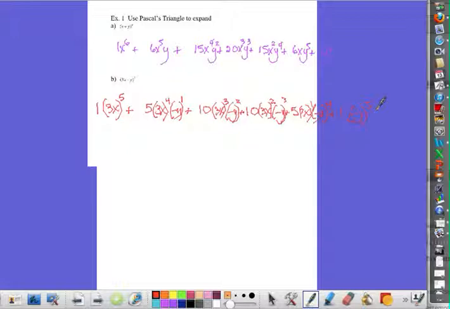Then you are welcome to use your calculators here and take 3 to the 5th. So that's 243x to the 5th. Now think about your signs here. A negative y to the 1st is going to make that negative. So I'm just going to make this a minus sign. You need to do 3 to the 4th and then multiply by 5.